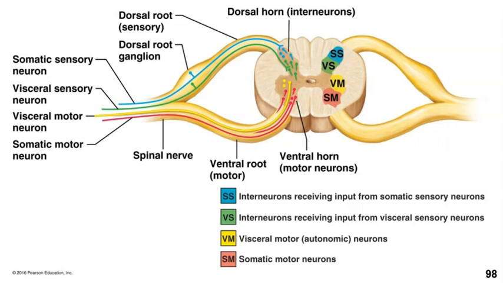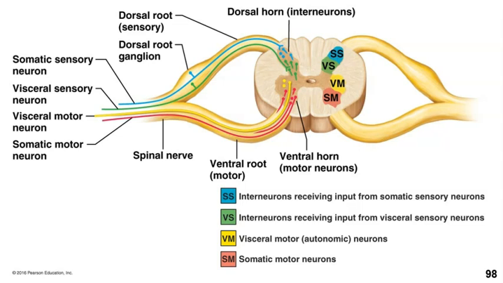Looking at the neurons that compose the dorsal and ventral roots, we see that the neurons in the dorsal root are responsible for carrying sensory information to the spinal cord. These sensory neurons make synapses with integration neurons that are called interneurons, and the interneurons are responsible for receiving and responding to that sensory information.